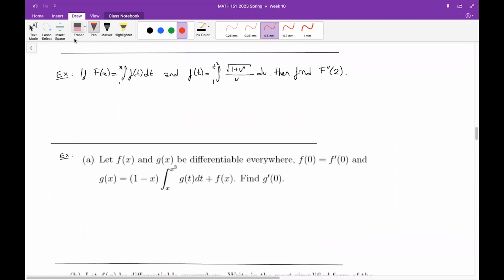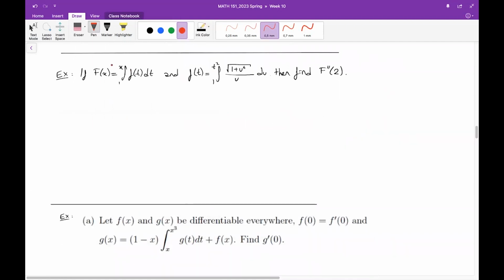Look at the example. Big letter F function is given like that as an integral, and small letter f function is also defined with an integral. We want to find F double prime evaluated at 2. So we should better start taking the derivative step by step. F prime of x, taking the derivative of this definition. And you remember this structure from fundamental theorem of calculus part 1, FTC part 1. This is the simplest form.